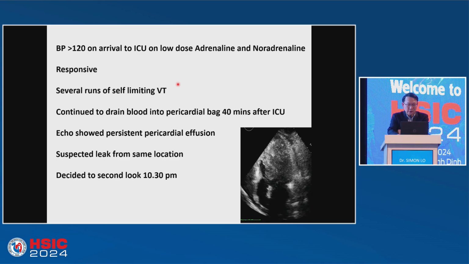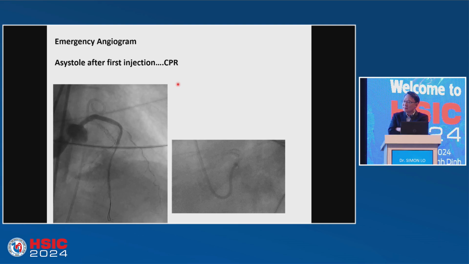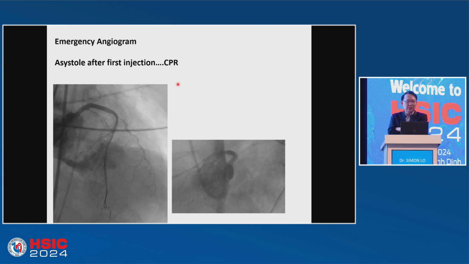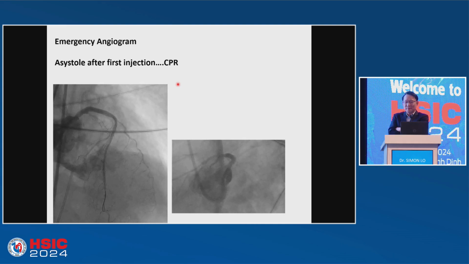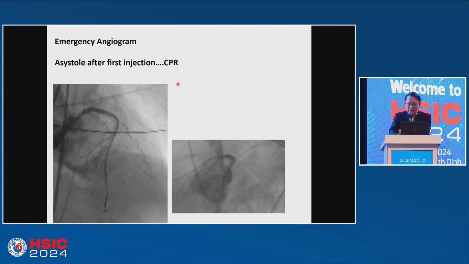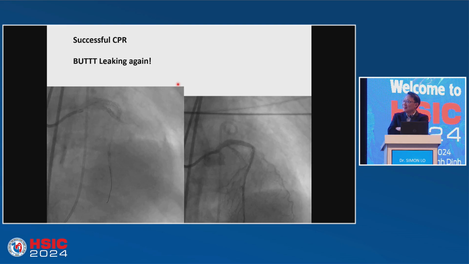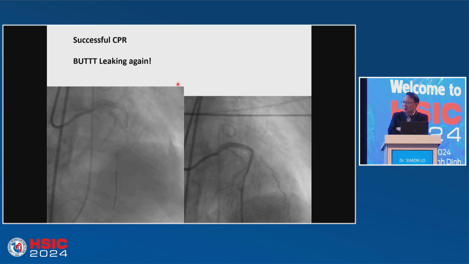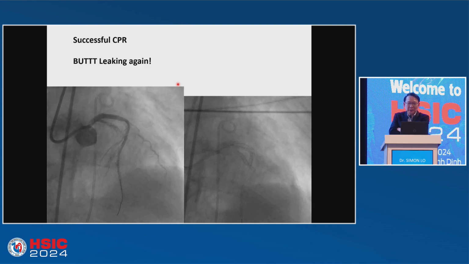So I decided to take the patient back at 10:30 p.m. to the lab. What happened? I did a semi-emergency angiogram. I did one shot, the first shot, and the patient developed asystole. Okay? And we have to do CPR again. And luckily the CPR was successful. But can you see the leak coming out again? Can you see the leak coming out superiorly, just underneath the pigtail?